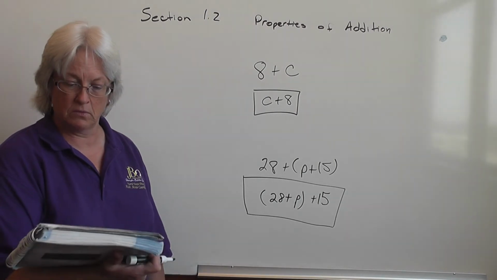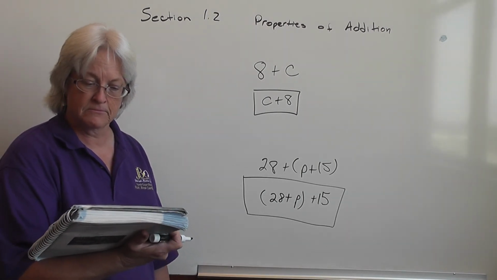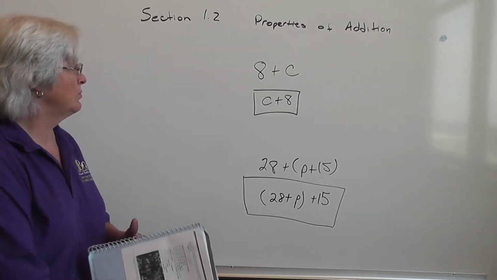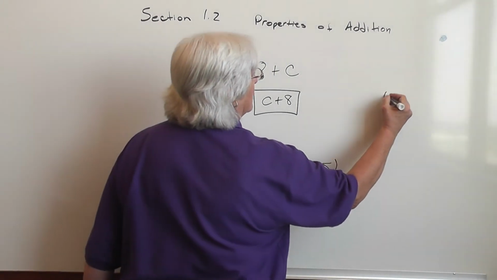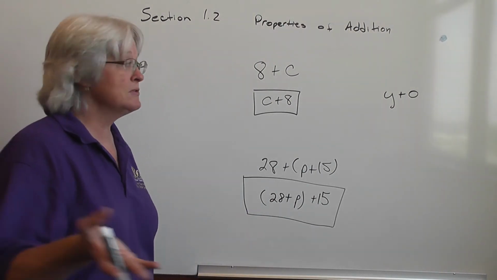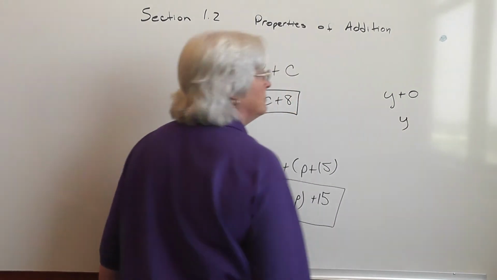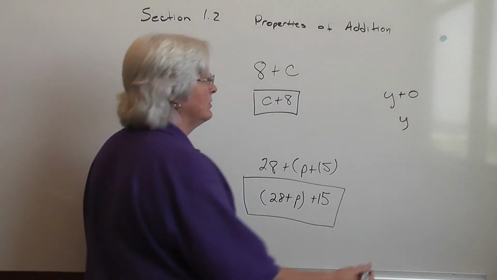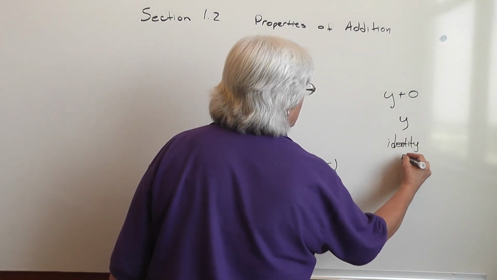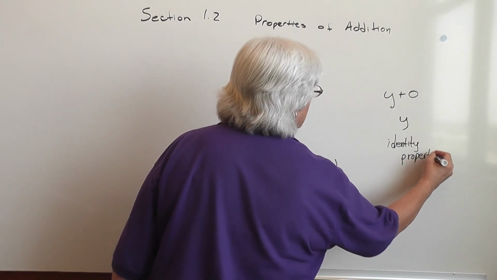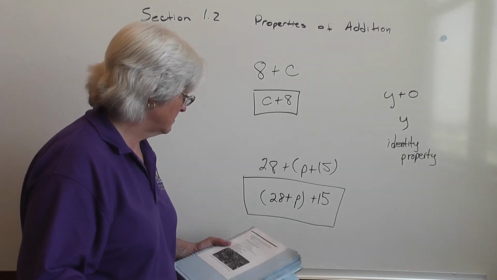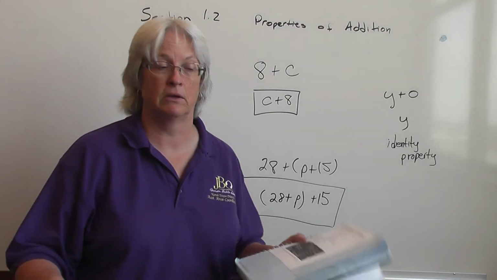Okay, let's see what else. This says write an equivalent expression. What property are you using? How about y plus 0? What's an equivalent expression? Y. What property are you using? You're using the identity property. It says that if you add 0 to anything, you don't change its value. It's really all that we're talking about.